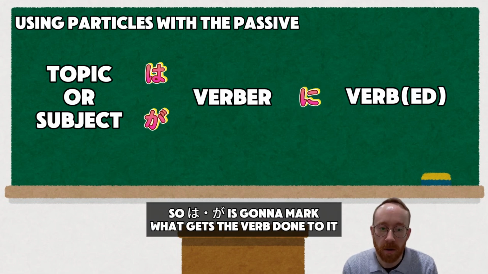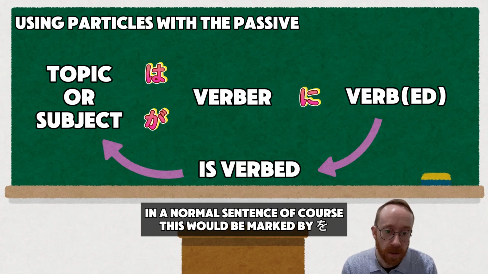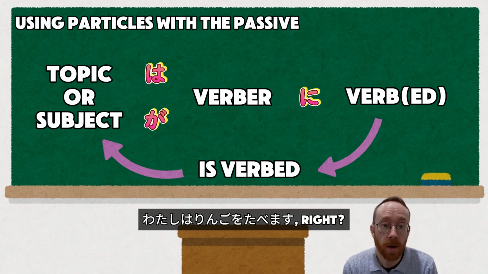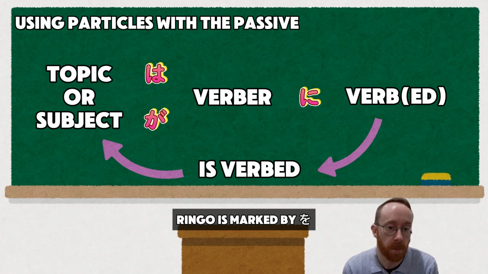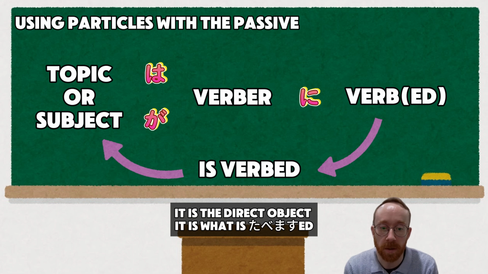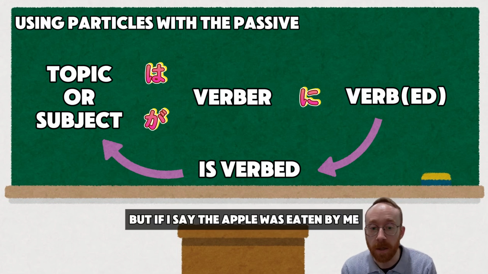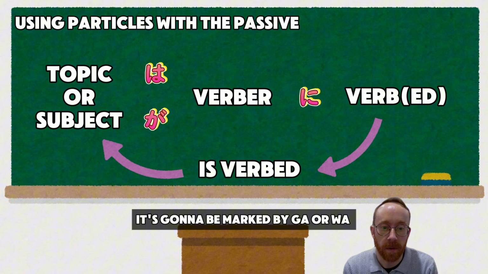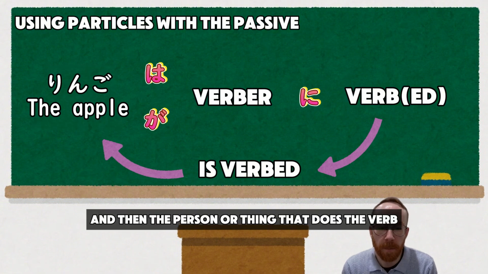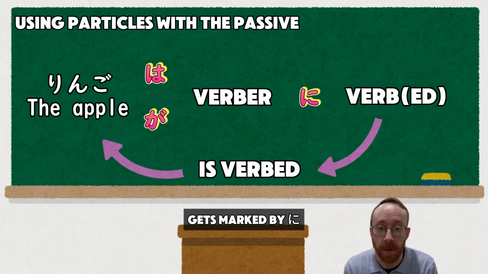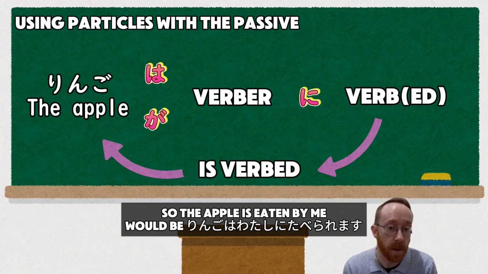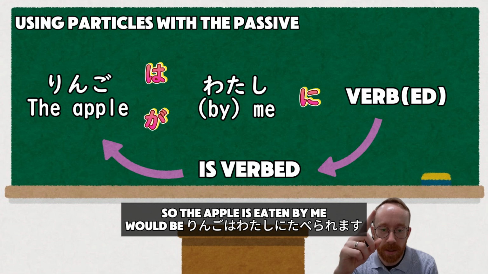So wa or ga is going to mark what gets the verb done to it. In a normal sentence, of course, this would be marked by o, right? Watashi wa ringo o tabemasu, right? Ringo is marked by o. It is the direct object. It is what is tabemasu. But if I say the apple was eaten by me, it's going to be marked by ga or wa. Ringo wa, ringo ga. And then the person or thing that does the verb to the subject or topic gets marked by ni. So the apple is eaten by me would be ringo wa watashi ni taberaremasu.